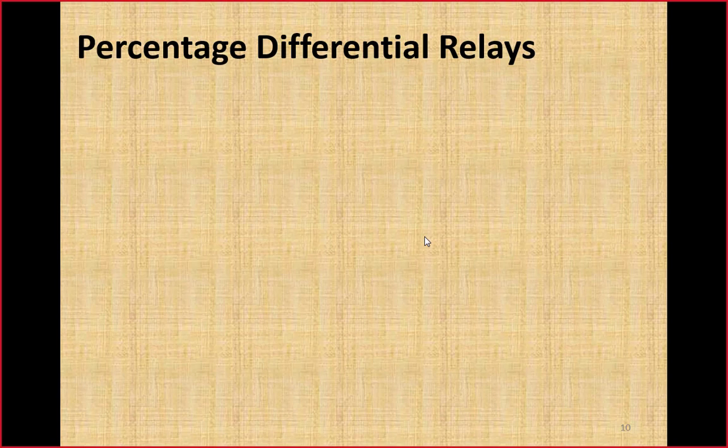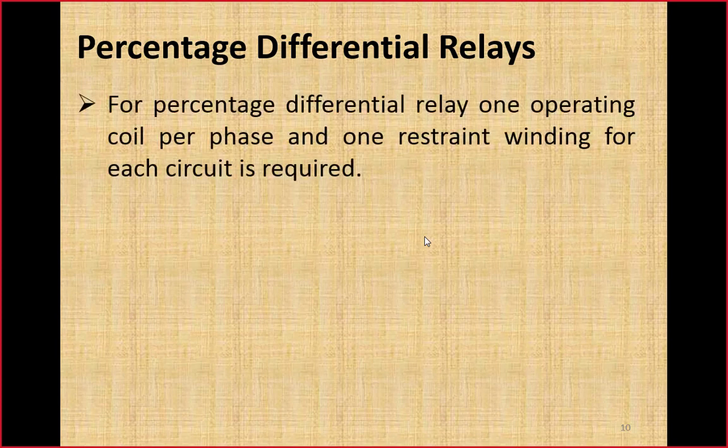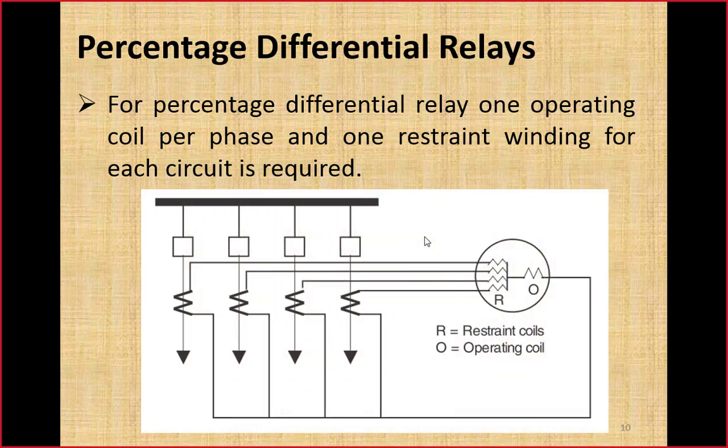So here is the second type of protection that we apply to bus bar protection, that is the percentage differential relay, which will take care of that CT error. For a percentage differential relay, one operating coil per phase and one restraining winding for each circuit is required. This is how the percentage relay will be applied for the differential protection of the bus bar. Here we need as many restraining coils as the number of circuits, and as many operating coils as the number of phases.